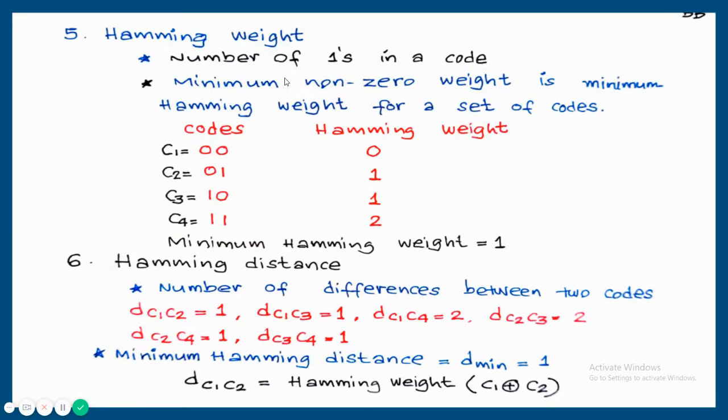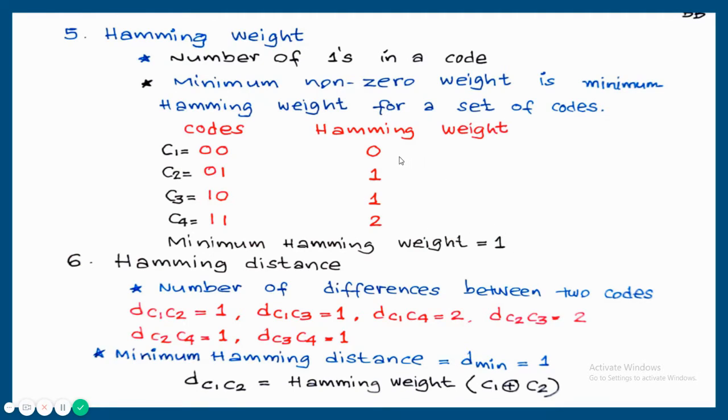Hamming weight. The number of ones in a code is known as Hamming weight. Here 0, 0: there are no ones, so Hamming weight is 0. 0, 1: Hamming weight 1. 1, 0: Hamming weight 1. 1, 1: Hamming weight 2. From all these weights, find the minimum non-zero weight. That is known as minimum Hamming weight. So for this example, minimum Hamming weight is equal to 1.